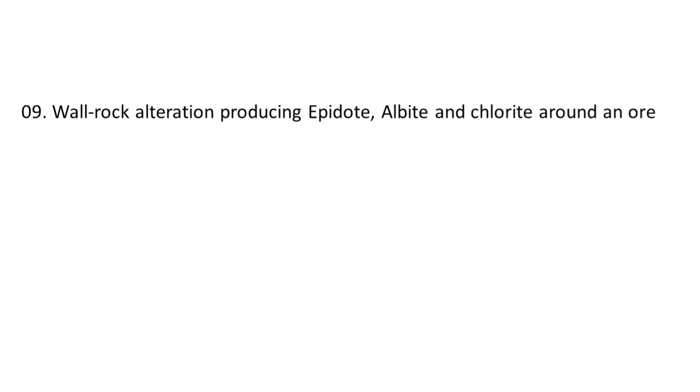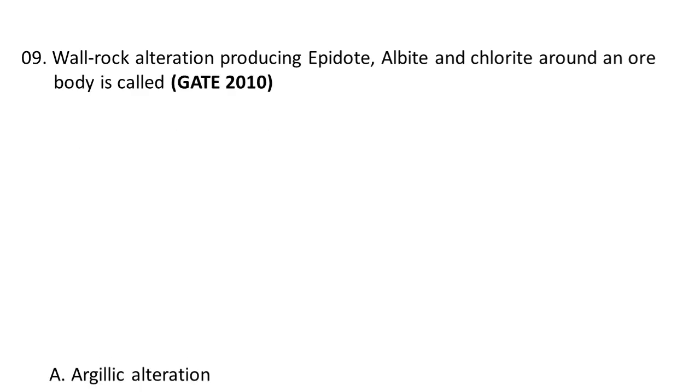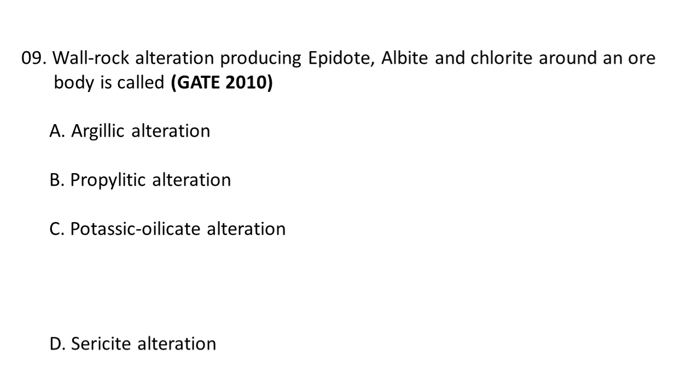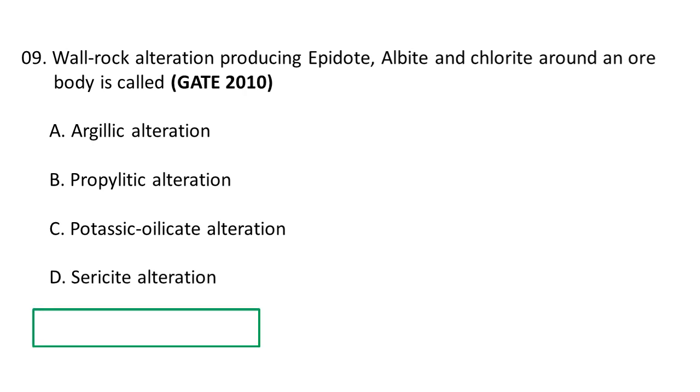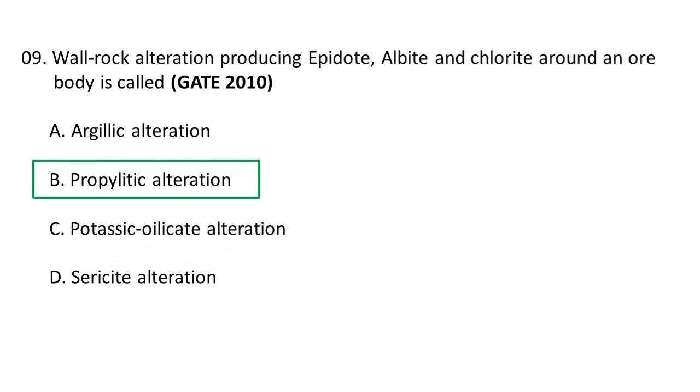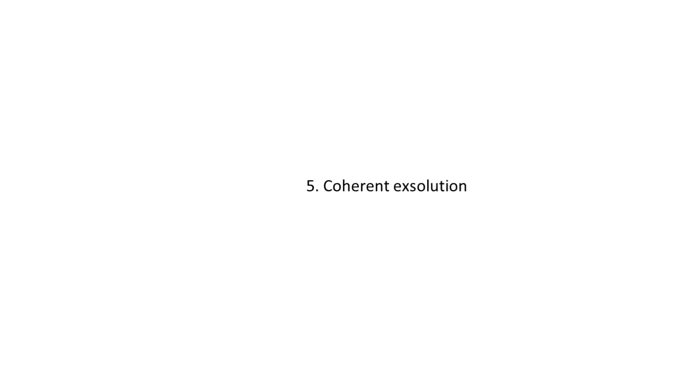Next question. Wall rock alteration producing epidote, albite and chlorite around an ore body is called A. Argillic alteration, B. Propylitic alteration, C. Potassic alteration and D. Sericite alteration. So the wall rock alteration producing epidote, albite and chlorite around an ore body is known as propylitic alteration. Propylitic alteration is the chemical alteration of a rock caused by iron and magnesium bearing hydrothermal fluids which alter biotite or amphibole within the rock groundmass. It typically results in chlorite, epidote and albite alteration and veining or fracture filling with the mineral assemblage along with pyrite. So B, propylitic alteration, is the correct answer. Next question.